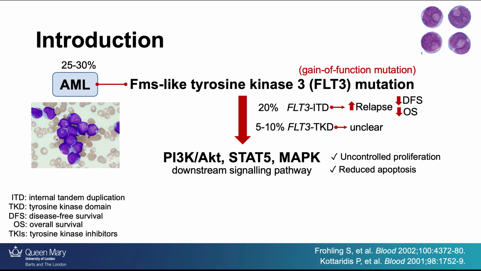Around 30% of acute myeloid leukemia, or AML, is underpinned by FMS-like tyrosine kinase 3, or FLT3, mutation, which is a gain-of-function mutation. This mutation has two types, including FLT3 internal tandem duplication, or FLT3-ITD, which is associated with an increased chance of relapse and poor survival. Another type is FLT3 tyrosine kinase domain, or FLT3-TKD, mutation, which has unclear prognosis. This mutation leads to increased downstream signaling pathways and results in uncontrolled proliferation with apoptotic resistance.